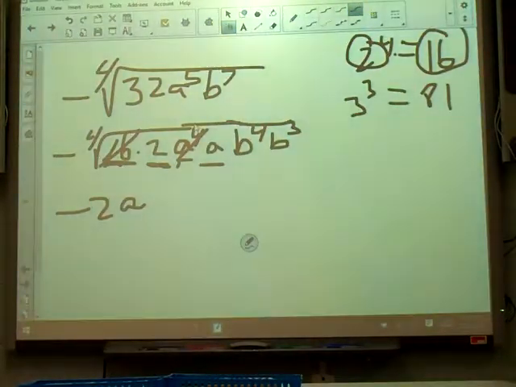What's the 4th root of b to the 4th? Yep, done with that. B cubed. Rule is if the power is smaller than the root, you can't do anything with it. So cubed is smaller than 4th, so it'll have to stay. I can't do anything with it.